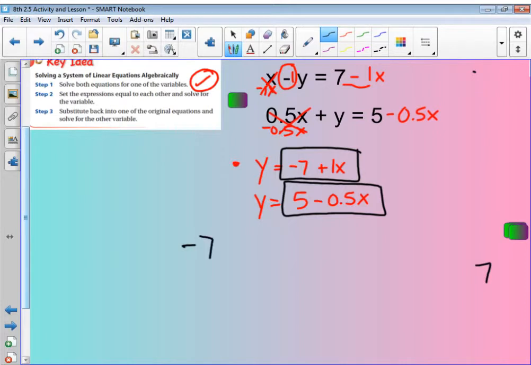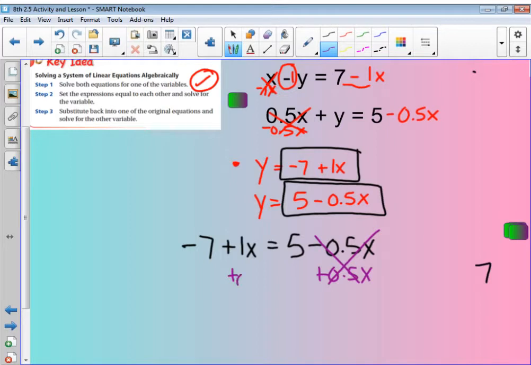So I've got -7 plus 1x is equal to 5 minus 0.5x. Okay, first step, get our x's to one side. So I'm going to choose to get rid of this x by adding 0.5x. It's gone. So I find my x's, which is right here, 0.5x. Remember, if you're doing this longhand, you line up at the decimal. 1 plus 0.5 is going to give me 1.5x. And then I still have a plus sign in the front, a -7, and equals 5.